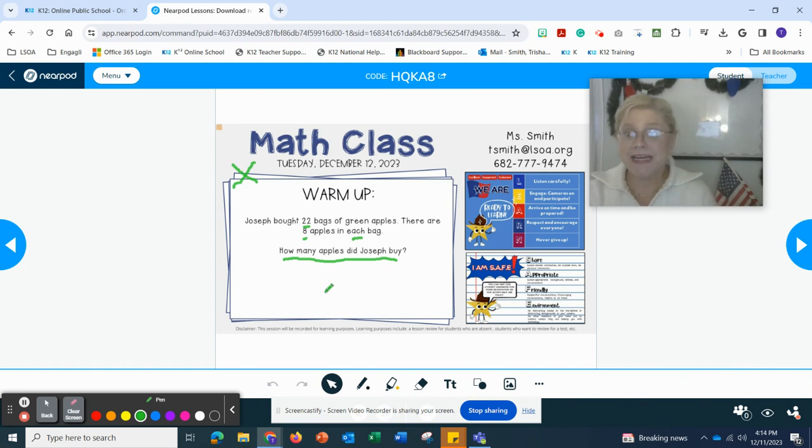Yes, so that word each is telling us to multiply because it's telling us there are equal groups. That means bag 1 has 8 apples in it. Bag 2 has 8 apples in it. Every single one of those 22 bags. I'm not going to go through all of those bags. All of those bags have 8 apples in it. It doesn't matter which bag it is, there are going to be 8 apples. So when we see that word each, we know we're going to multiply.